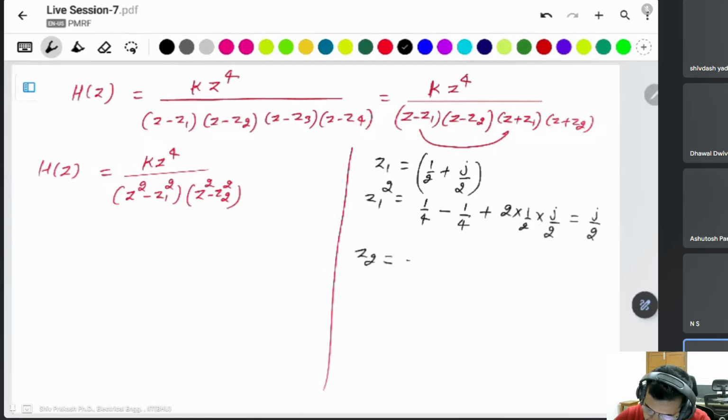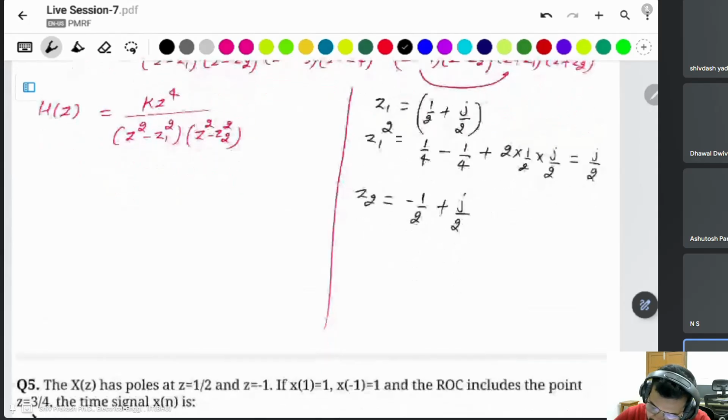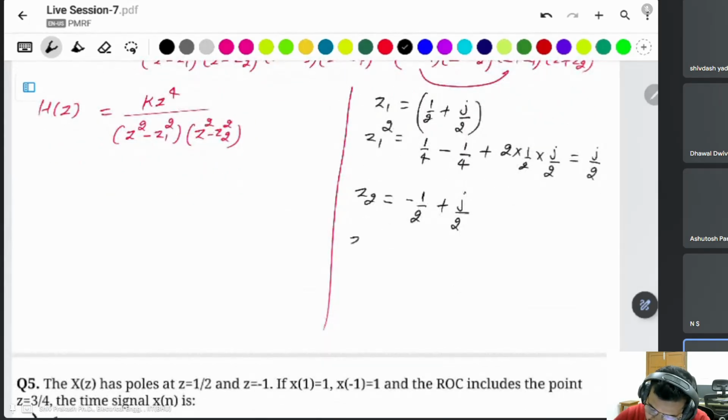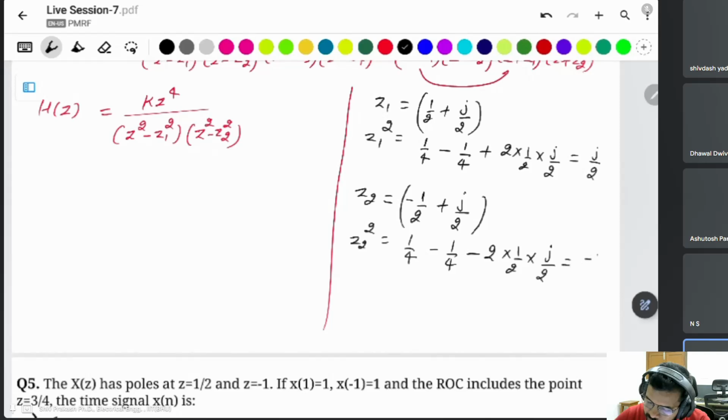z1 square is equal to j by 2. z2 is minus half plus j by 2. Then if you square, z2 square, this will be whole square 1 by 4, same thing, minus 1 by 4. This will be minus 2ab, 2a is equal to 1 by 2, b is equal to j by 2. This will be cancelled out. This will be minus j by 2. Then put the value here.